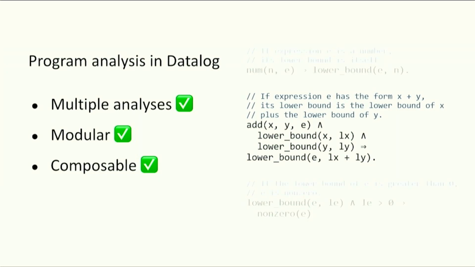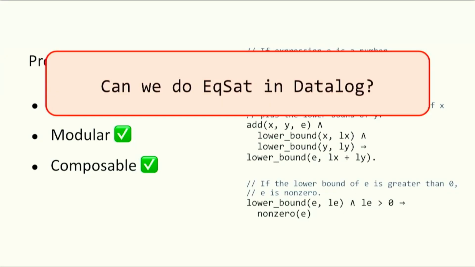So here's an example rule. This rule says that if E is an expression of the form x plus y, then the lower bound of E should be the lower bound of x plus the lower bound of y. As you can see, this is very straightforward. So the question here is, can we express EqSat in Datalog to enjoy the rich and composable analysis in Datalog?